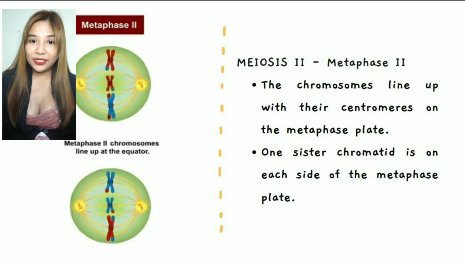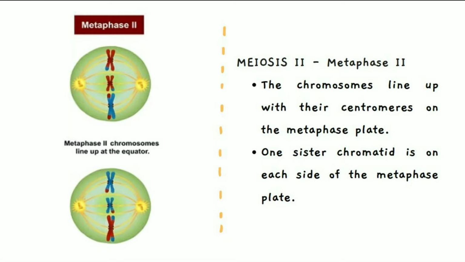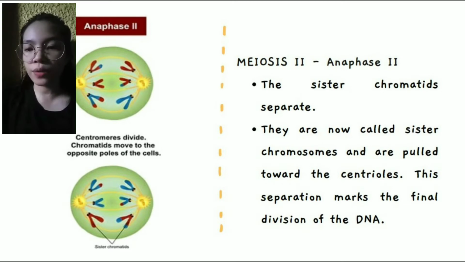Okay? And the next is metaphase 2. Dyads move to the center of the cells. A dyad consists of two sister chromatids. In anaphase 2, the sister chromatids separate. So they are now called sister chromosomes and are pulled toward the centrioles. This separation marks the final division of the DNA.